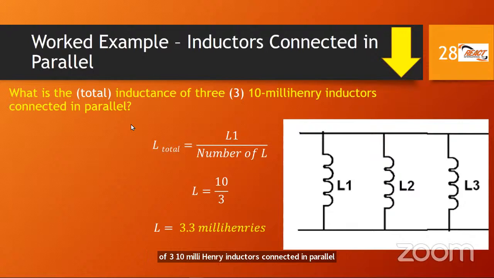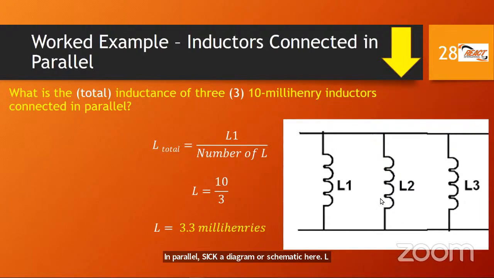So let's dissect this question. What are they asking us for? The inductance. So if it's the inductance, the answer is going to be in henries of some sort, right? Of what? Well, they're telling us we have 3 inductors and each of them are the same value of 10 millihenry each. So we draw out our trusty inductors in parallel circuit diagram or schematic here. L1, L2, L3, 3 coils or 3 inductors, they are in parallel.